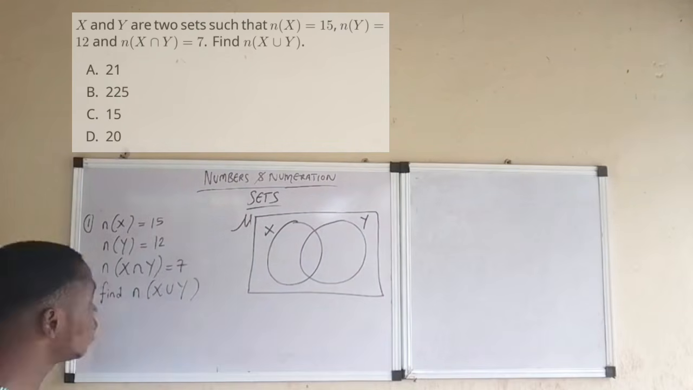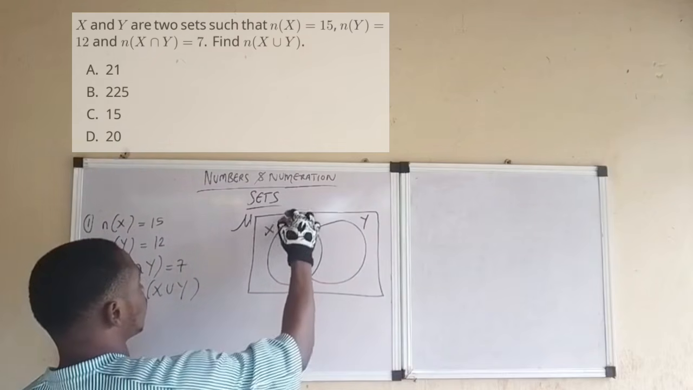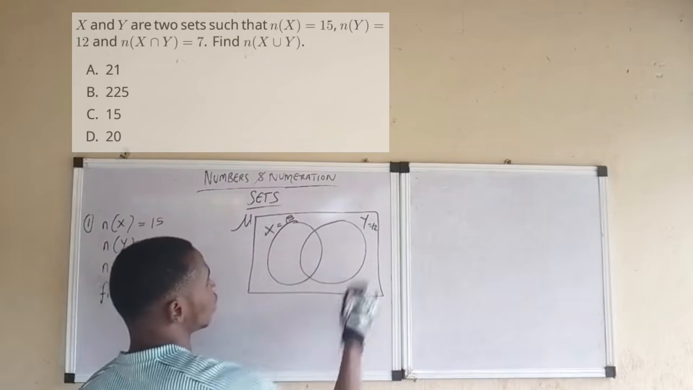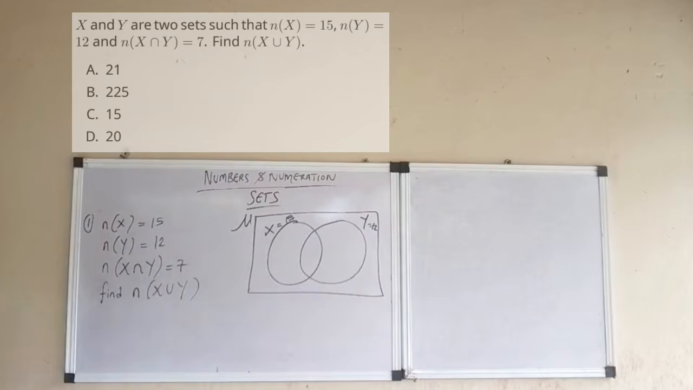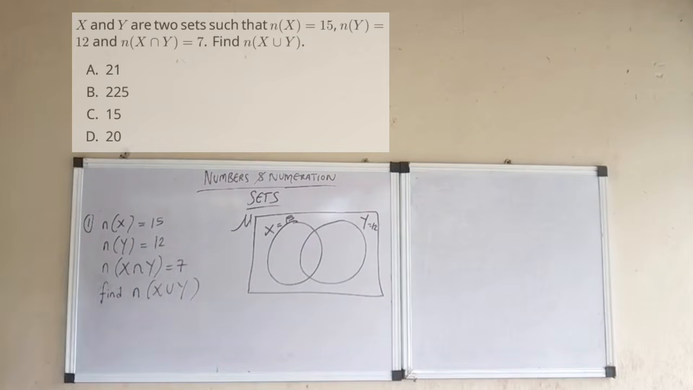Now, we are told that X contains 15 elements. So in this whole circle of X, there are 15 elements. So let's just say X equals 15 here. And in this circle of Y, there are 12 elements. Let's say Y equals 12. All right. And now we are told that X intersection Y is 7, meaning the elements that can be found in both X and Y is 7.